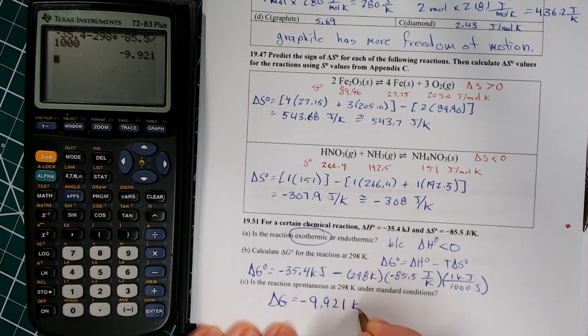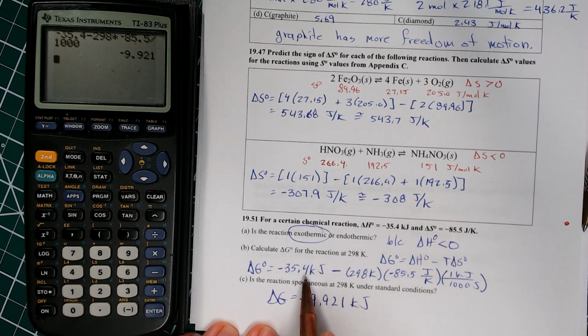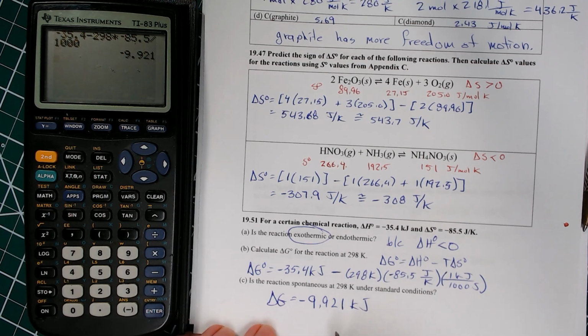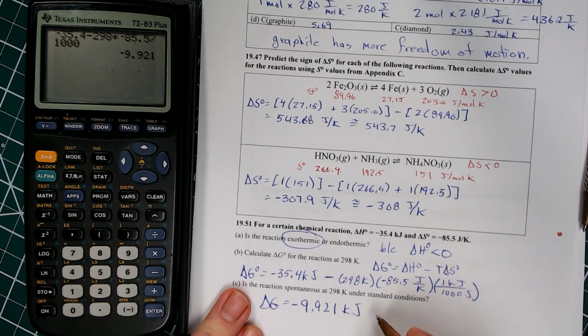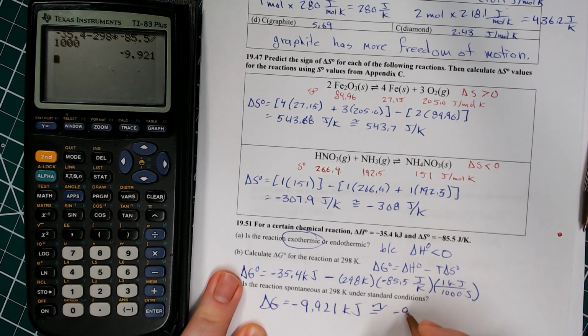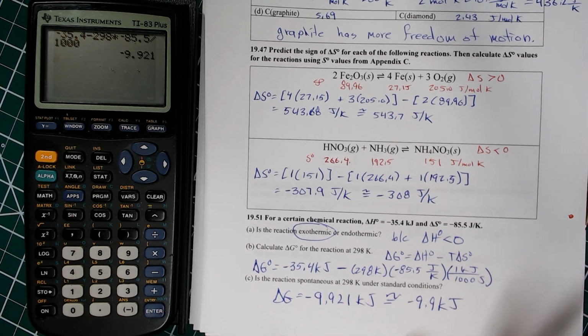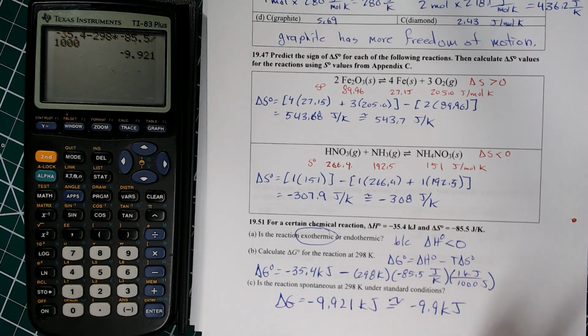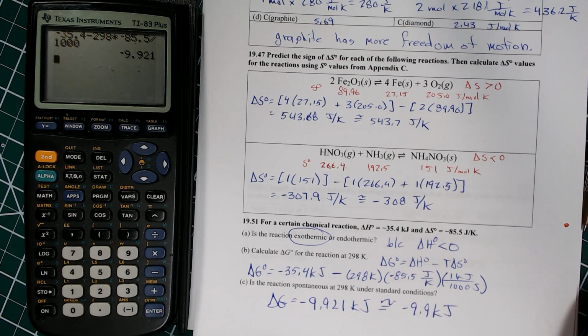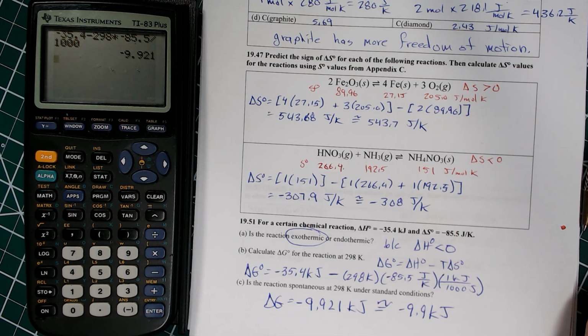So delta G is equal to negative 9.921 kilojoules. As far as sig figs, this is in the tenths place, so the furthest we can go is the tenths place. So we're going to go ahead and round that to negative 9.9 kilojoules. Well, that tells us that this reaction is spontaneous in the forward direction. So this reaction is spontaneous in the forward direction.